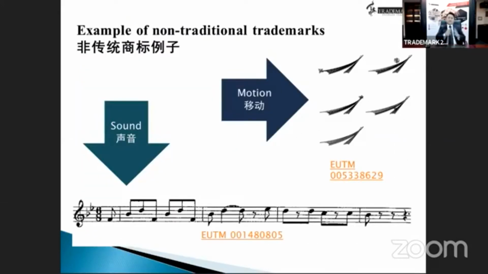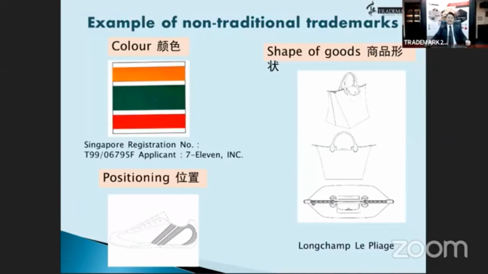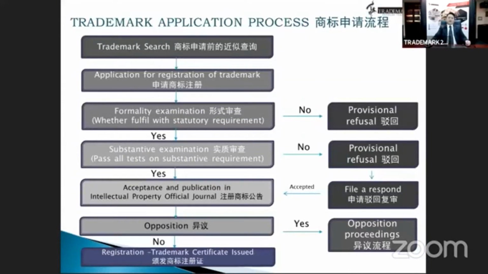All right, here are some of the non-traditional trademarks, such as sound and motions. So sound, yes, you can register sound as a trademark. This falls under the non-traditional trademarks. Holograms, even colors, combinations of colors, shape of the goods, the positions of your trademark, yes, these are all non-traditional trademarks. Okay, fair enough, a very brief understanding of non-traditional and traditional trademarks.